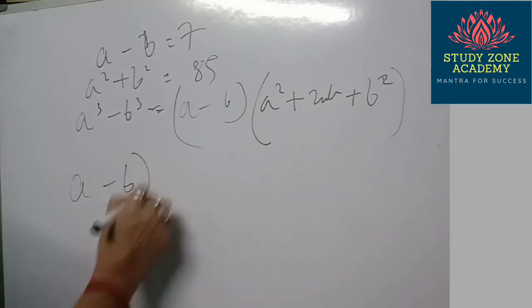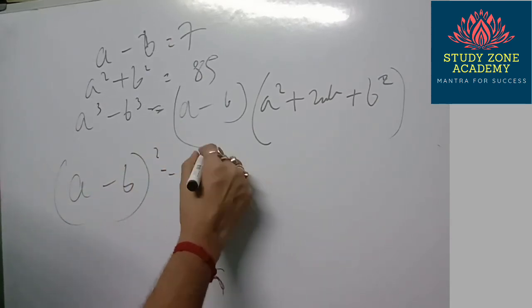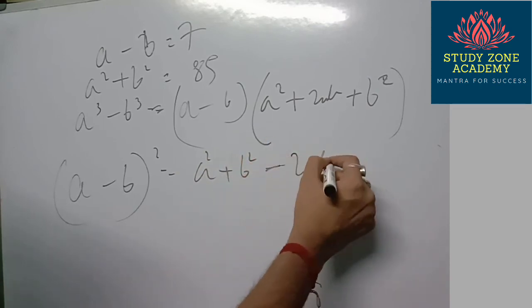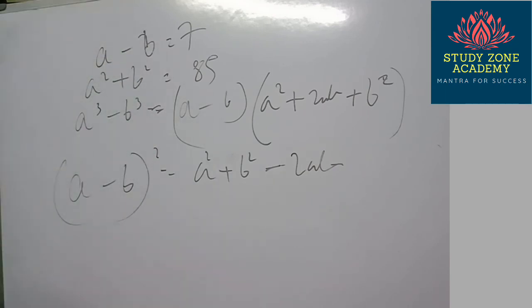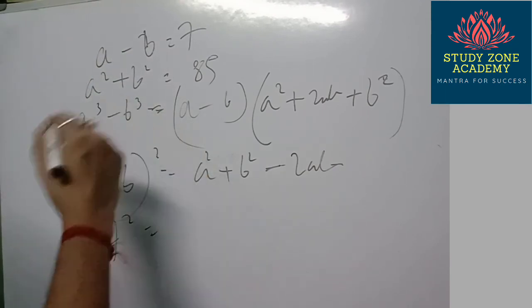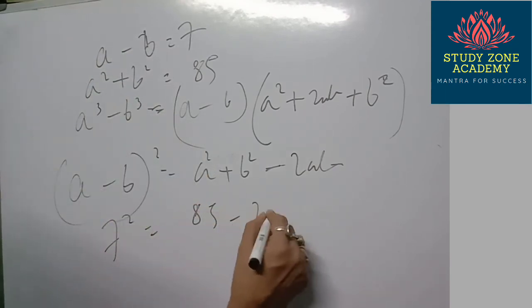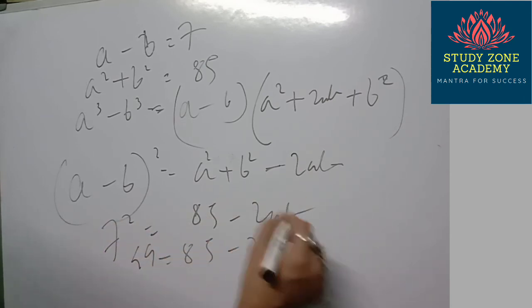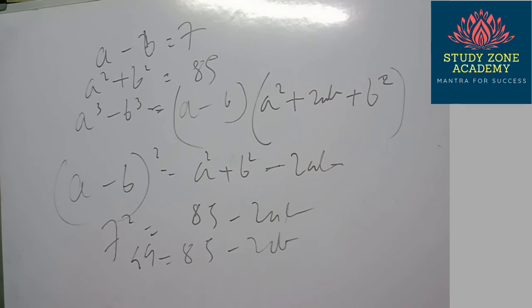सो (a minus b) whole square, what are we getting, a square plus b square plus 2ab. नो, minus 2ab कैसे गलत हो सकता है. सो it will be, let us put a value that is 7 square, a square plus b square that is 85 minus 2ab. सो it is 49 is equals to 85 minus 2ab. तो as a result we are getting it. अगर शिफ्ट कर दिया जाए तो it will become 2ab equals to 85 minus 49 that is 36. सो ab equals 36 by 2 that is 18.